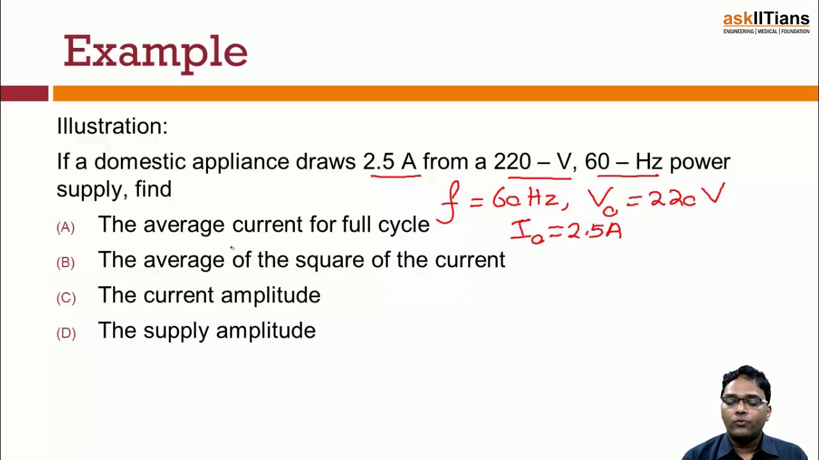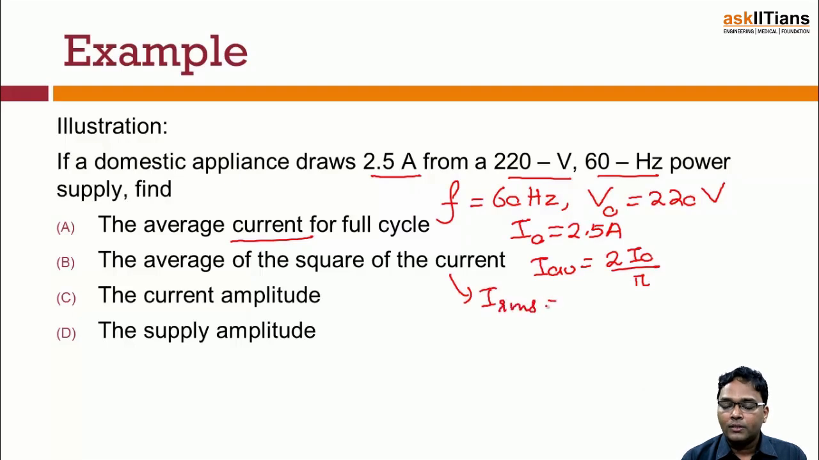So now if we want to find out the average value of current, I average is going to be equal to twice I naught divided by pi. Average of the square of the current, that is nothing but I RMS. So I RMS is going to be equal to 0.707 into I naught. Current amplitude you already know is 2.5 amperes. Supply amplitude, that is the voltage, is already given as 220 volts. So it's reading from the question effectively.